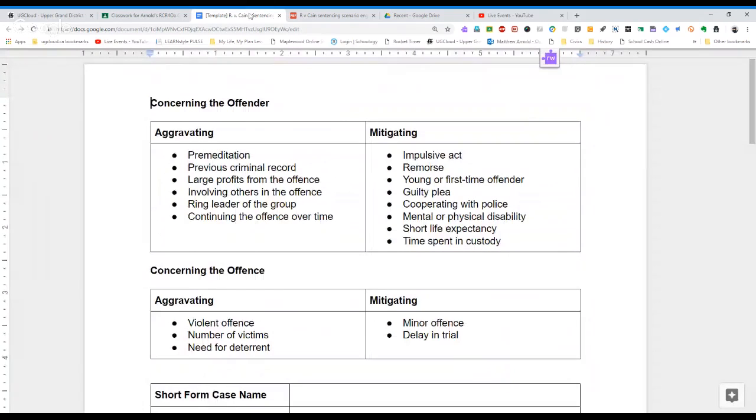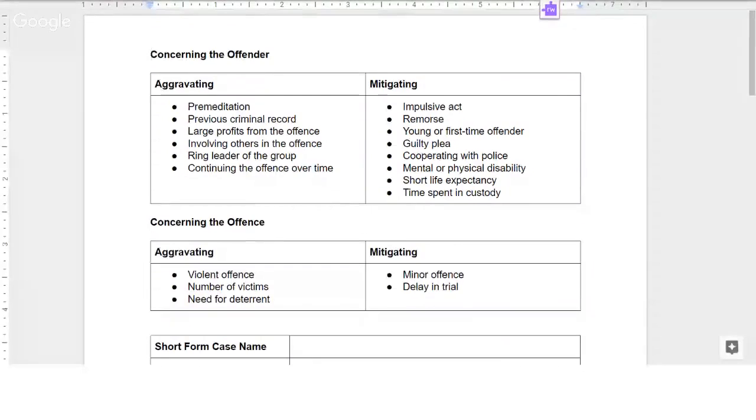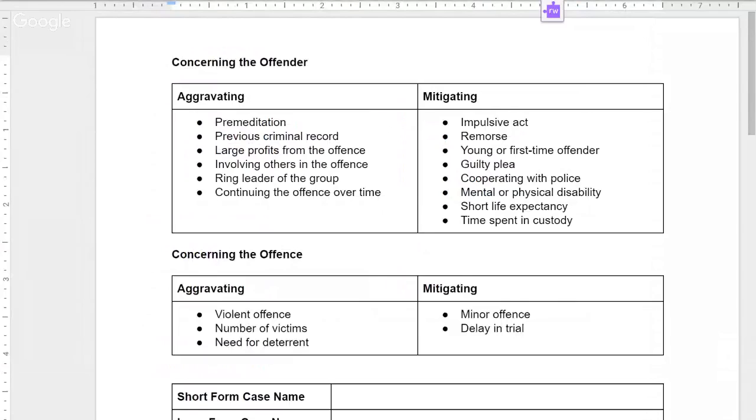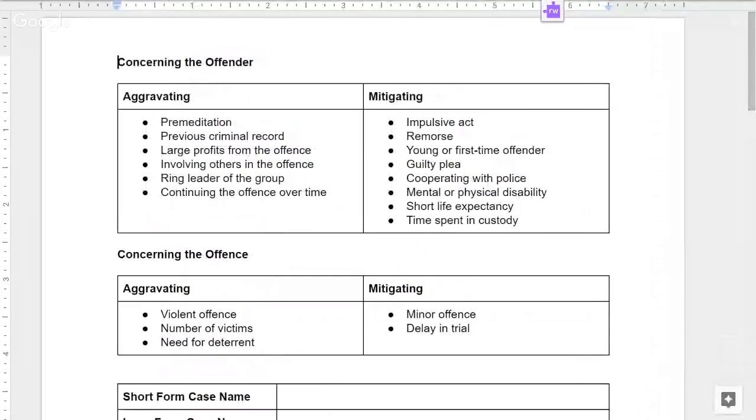If you click on and open the R.V. Kane sentencing scenario template, what you'll see are what are called aggravating and mitigating factors. To put it quite simply, an aggravating factor is something that might convince the judge that the sentence needs to be more harsh. So it might take it from a restitution situation into an incarceration situation or something where they need to have offenders segregated from the rest of society because they think they're dangerous.